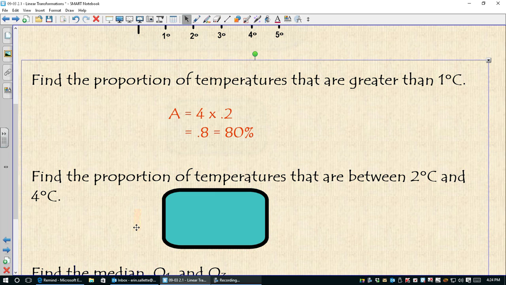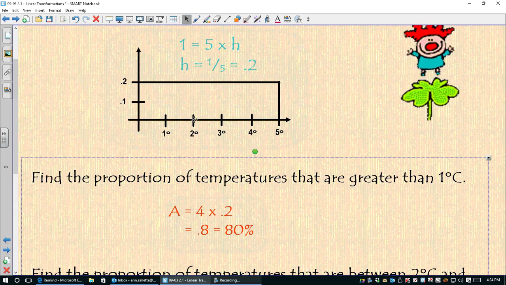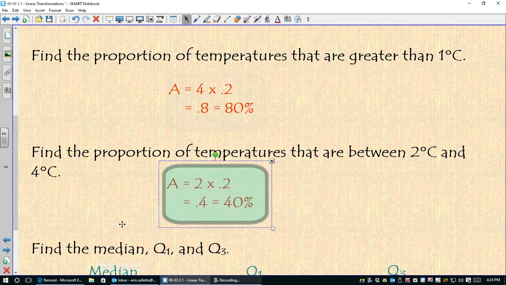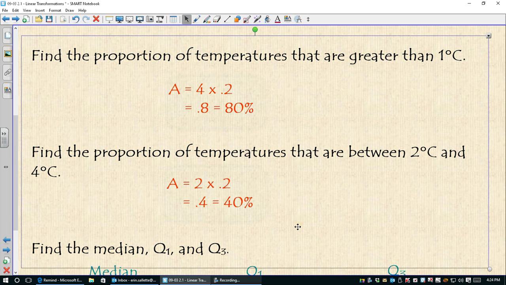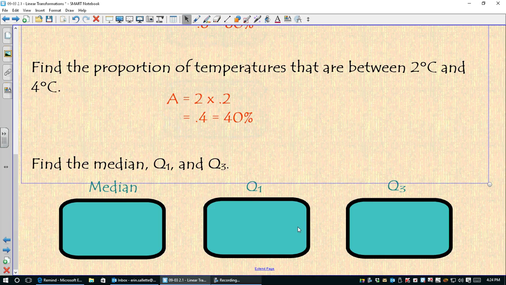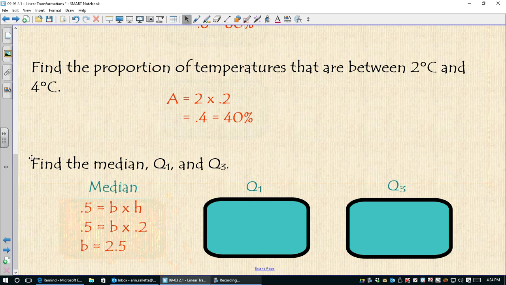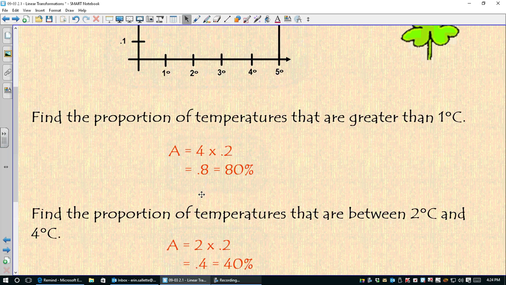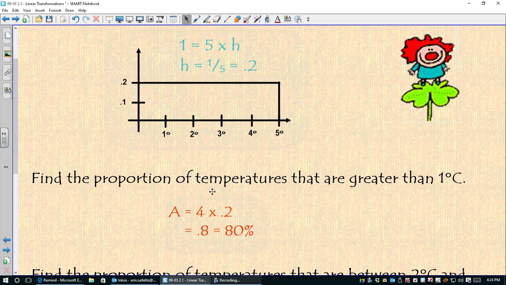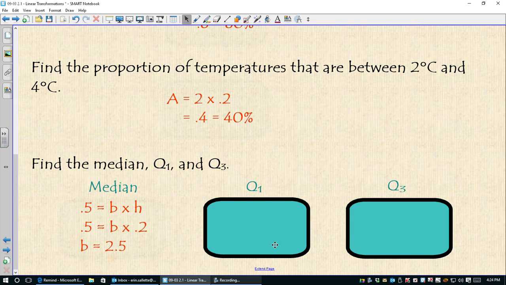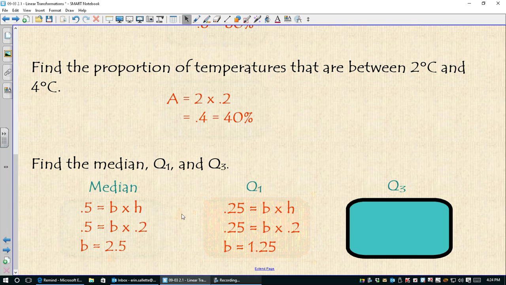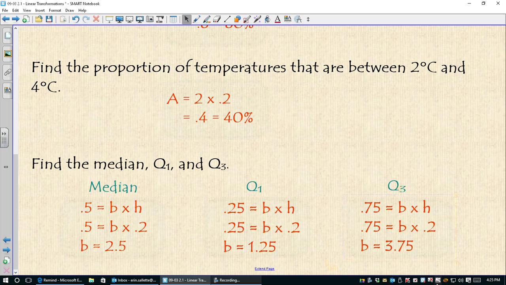Find the proportion of temperatures that are between 2 and 4. Between 2 and 4, well, I have 1, 2 degrees multiplied by 0.2 height, and that's 40%. Find the median, Q1 and Q3. Median, remember, is where 50% of your temperatures are to the left and 50% to the right. Being that this is a uniform distribution, it's going to be right at the dead center, 2.5. Q1, well, that's going to be halfway between the median and the minimum at 1.25. And let me see, 3.75, sure enough, is where Q3 is.